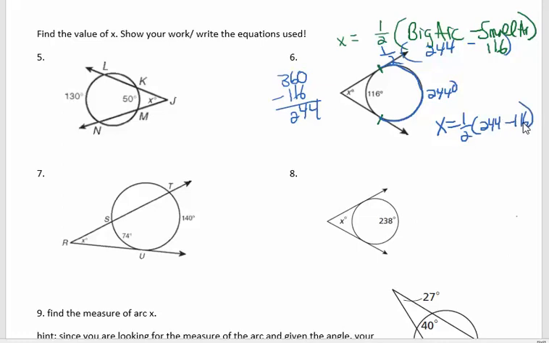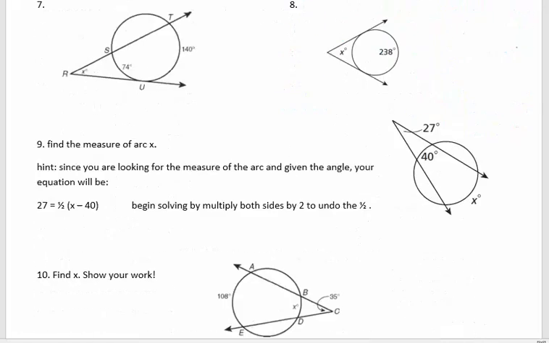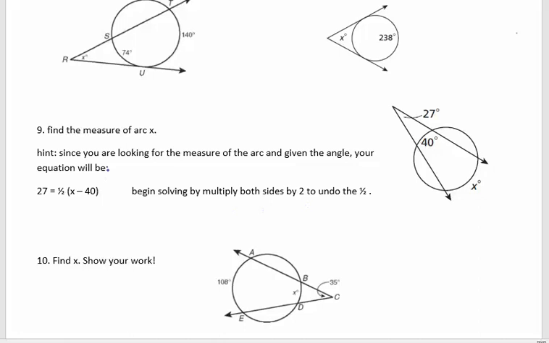Number 8 will be just like this. Number 5 is a little bit different too. No, 5 is going to be easy. Take the big arc minus the small arc, and then take half of that. And number 7 gives us the same information. Now number 9 is a little bit different, because this time they give us the angle measure, and we know that we're going to take 1/2 of the big arc minus the small arc to answer this.